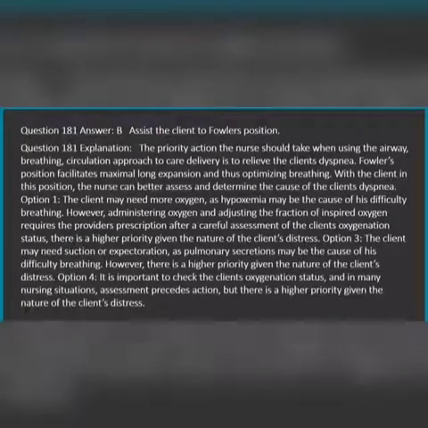Question 181. Explanation: The priority action the nurse should take when using the airway, breathing, circulation approach to care delivery is to relieve the client's dyspnea.